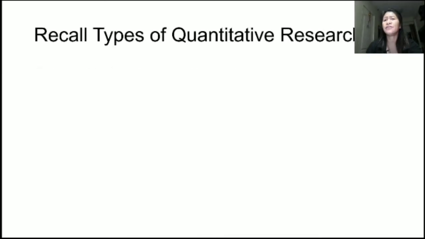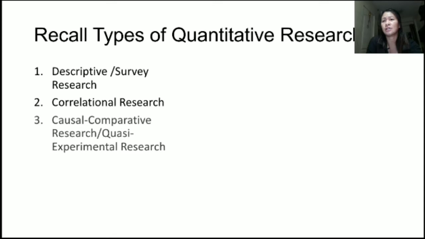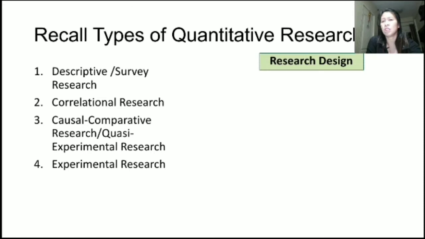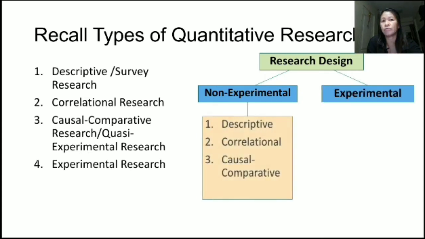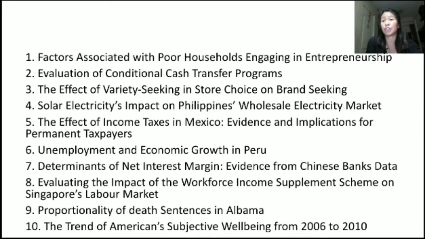Let's recall the different types of quantitative research. In the last video, we had the 4 types of quantitative research. These are descriptive, correlational, causal comparative, and experimental. You will see here the breakdown of these types of research in relation to research design.